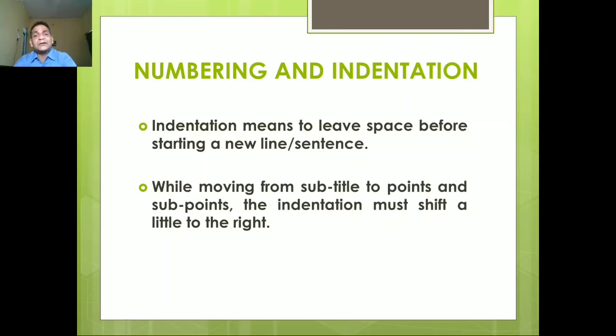While moving from subtitle to points and subpoints, the indentation must shift a little to the right. This means that when you are writing a subtitle, there should be less indentation. When you move to points, it should be indented a little bit more, and even more when you are writing subpoints. So the indentation will move from subtitle to points and subpoints. It must shift a little to the right.